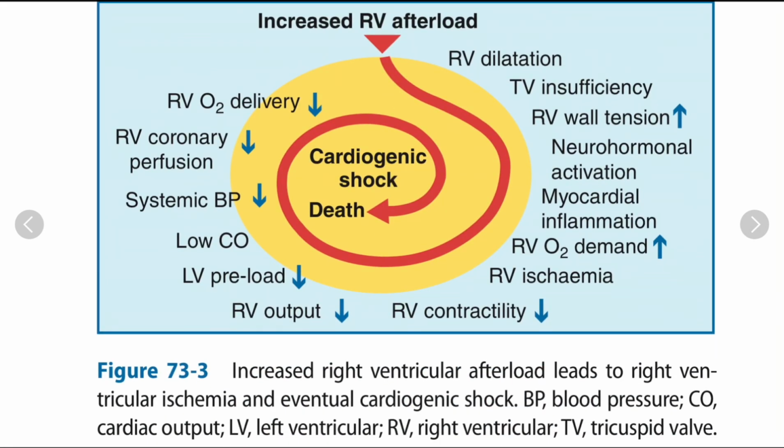So we can see this is a very good diagrammatic representation of this whole consequence. Initially there is increased right ventricular afterload, then right ventricular dilatation will occur, then it will lead to tricuspid valve insufficiency, then right ventricular wall tension will increase, then neurohormonal activation and myocardial inflammation will be there, then right ventricular oxygen demand will increase, which will lead to right ventricular ischemia, and right ventricular contractility will reduce, which will lead to decreased output from the right ventricle, which will lead to decreased left ventricular preload, which finally leads to low cardiac output, and systemic blood pressure will decrease, right ventricular coronary perfusion will decrease, right ventricular oxygen delivery will decrease, and this will finally lead to cardiogenic shock, and finally the patient can die. So this is the whole consequence from initiation to the end.